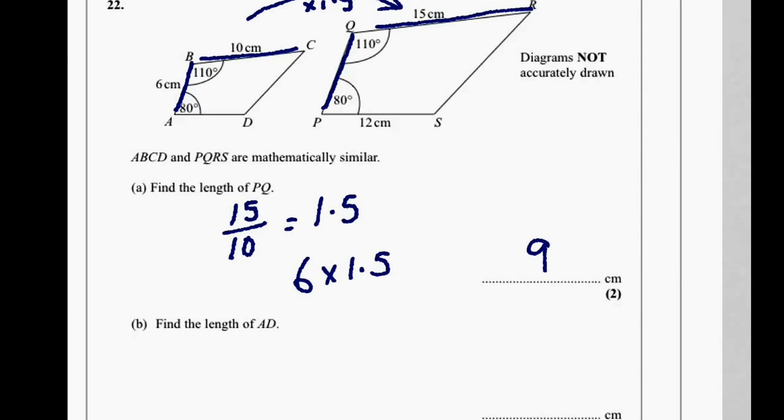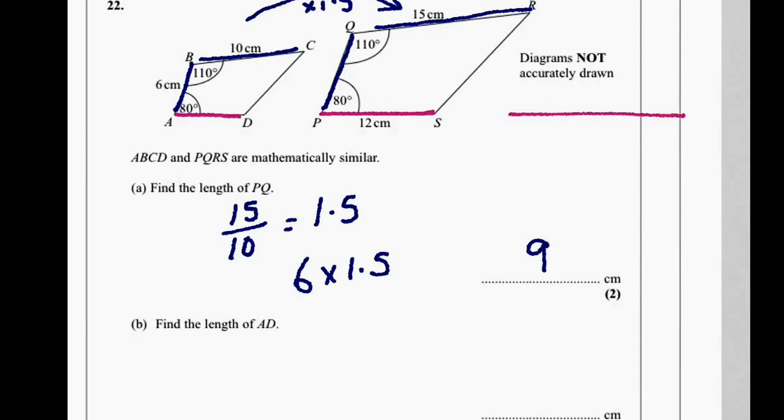Now very typically what they do is they then ask a question, find the length of AD. Now the length of AD is actually the smaller length here, and I need to make that really clear. Lots of people will now do 12 times 1.5, but that would actually give me a bigger length, and I don't want that. I actually want a smaller length. So in this case, and this is very, very typical of part B's of these types of questions, instead of multiplying, I'm going to divide by the scale factor. So 12 divided by 1.5, I think will give me 8, yes it does, 8 centimetres.